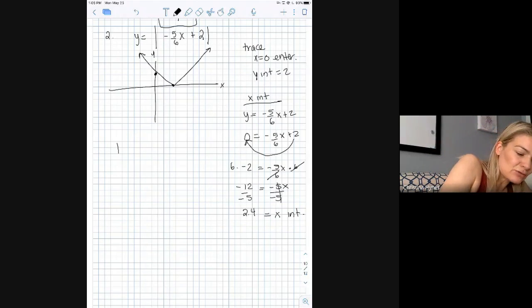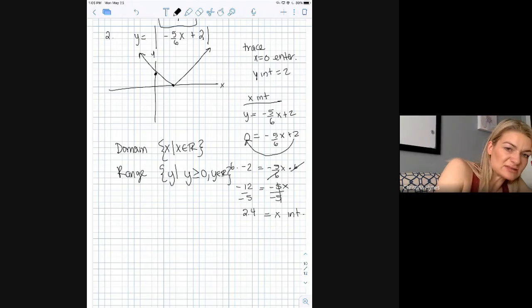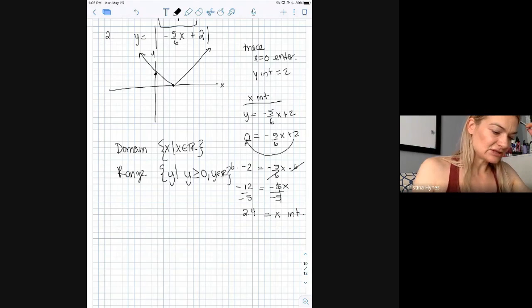Okay, so now you want the domain. The domain is going to be x ∈ R because it continues forever left and right. The range for most of them is going to be y such that y is greater than or equal to 0, y ∈ R. So it always goes from 0 and up. Of course, if the whole graph moves upwards, that would change it. But for now, it's going to be 0 and upwards. Okay, so that's your x, y-intercept sketching.